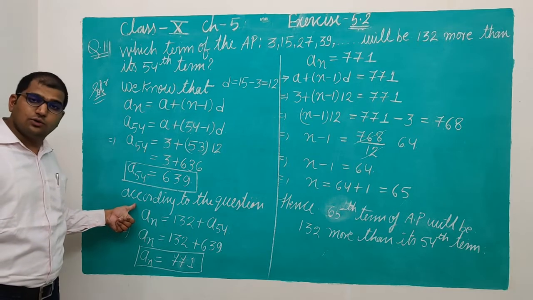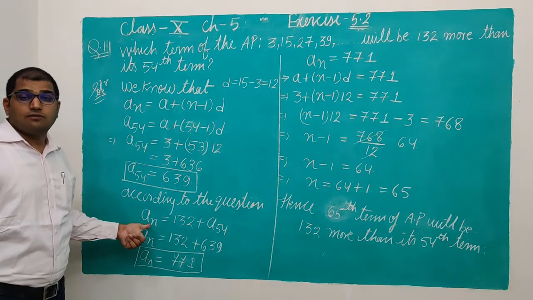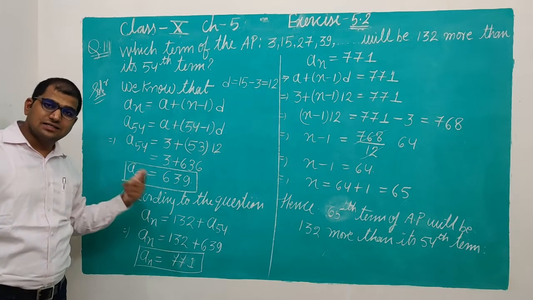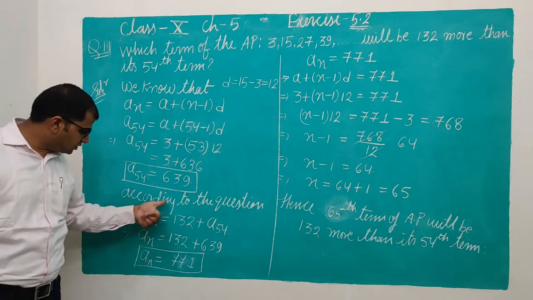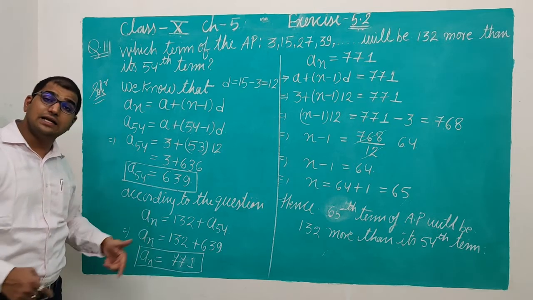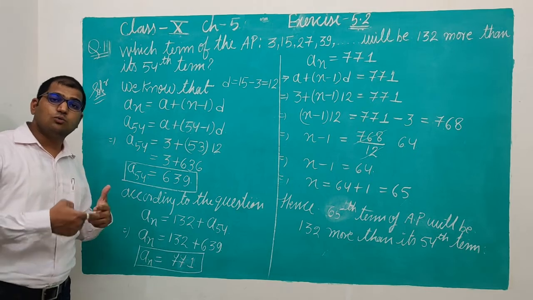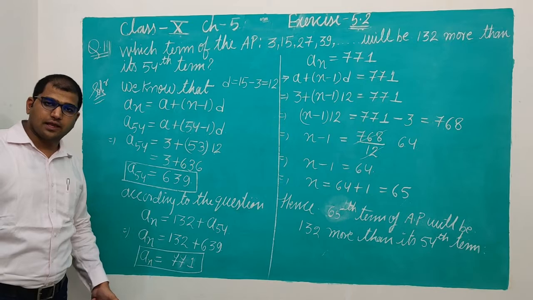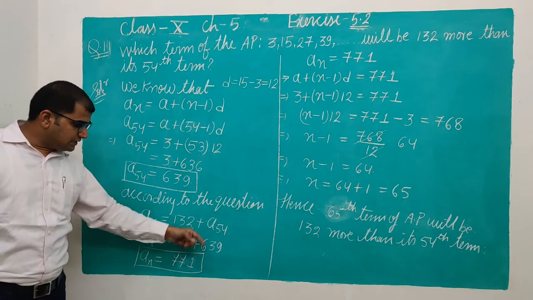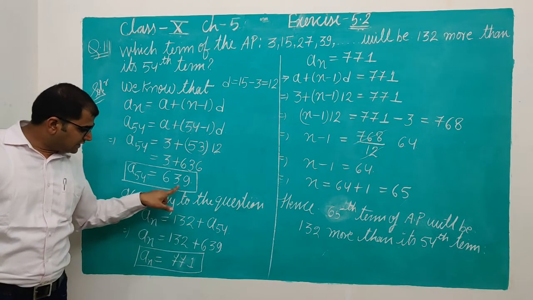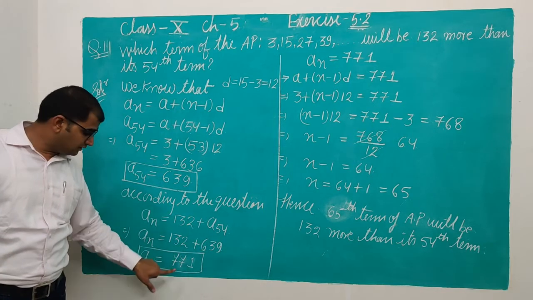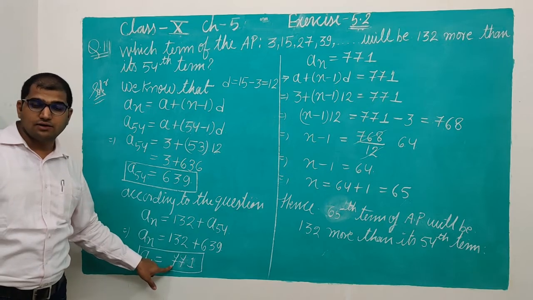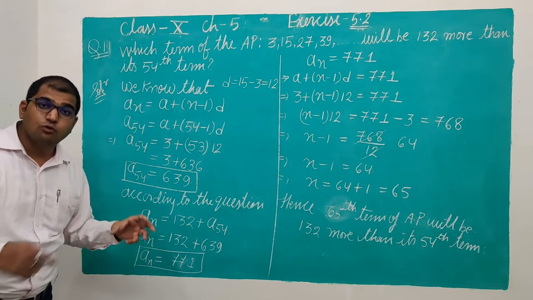Then after according to the question, question क्या पूछ रहा है, which term of the AP is 132 more than its 54th term. So according to the question we arrange this situation, we assume that the nth term of the AP is 132 more than its 54th term. So an equals to 132 plus a54, 132 as it is, a54 value is 639, put this one, add this one, we get that is 771. So n term is 771, but अपन को n का वैल्यू पता करना है कि वो कौन से नंबर का टर्म है.